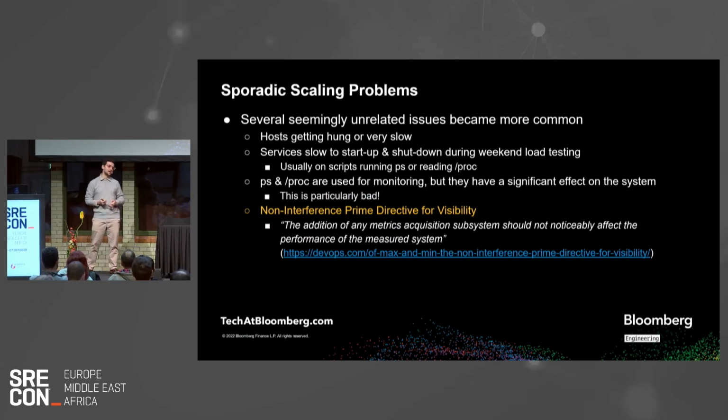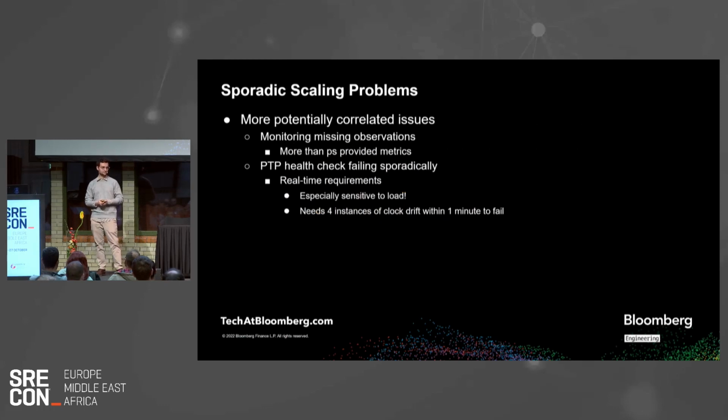And this is particularly bad for a reason that one of our colleagues described in an article below. He coined the term the non-interference prime directive for visibility, and that states that the addition of any metrics acquisition subsystem should not noticeably affect the performance of the measured system. And that intuitively makes sense, because if your monitoring tools are changing your system, you're not getting accurate metrics on what the system itself is actually doing. You're being interfered with by your own monitoring tools.